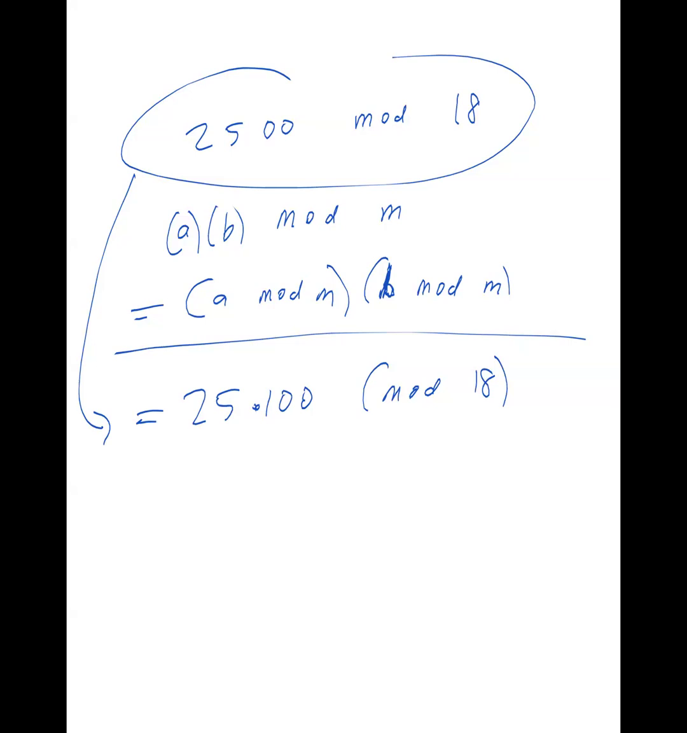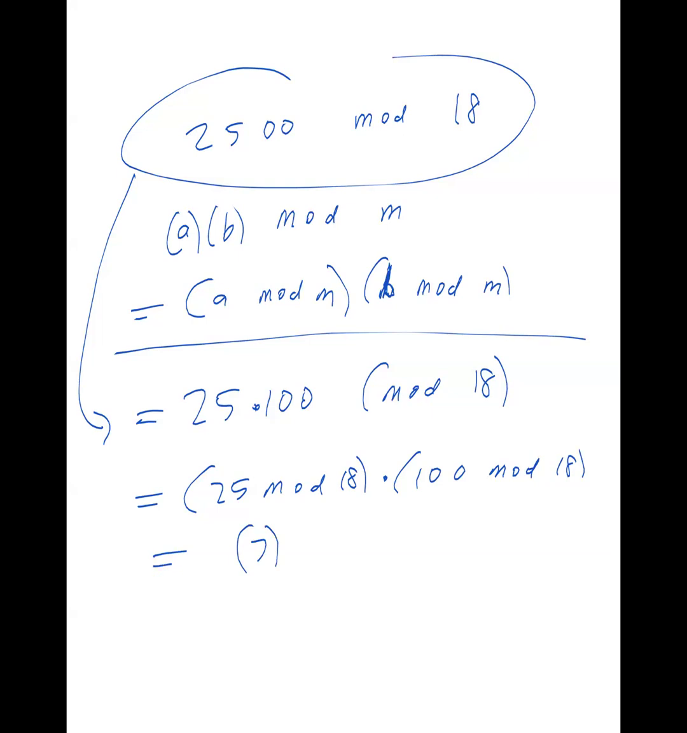So this is equal to, according to that theorem, 25 mod 18 times 100 mod 18. And who can tell me what 25 mod 18 is? What's the remainder of 25 when you divide it by 18? Or what's left over from 25 after you subtract 18? 7, yes. So this is 7.